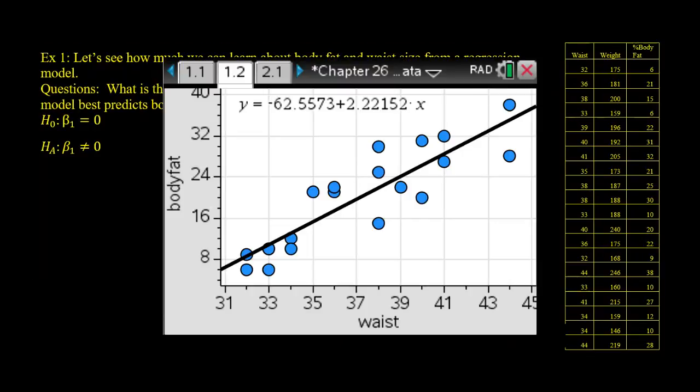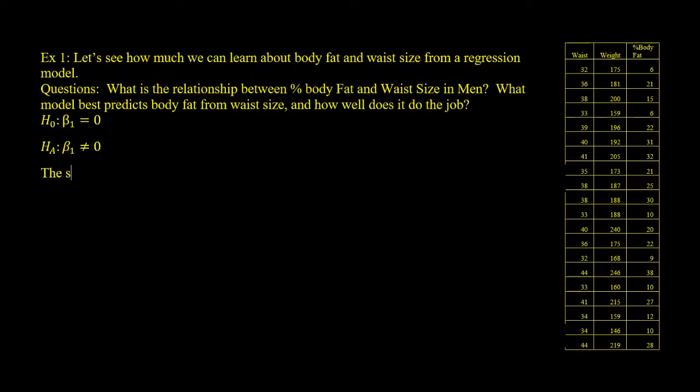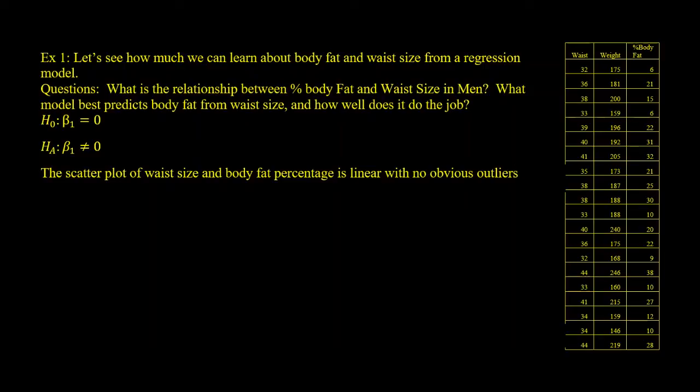First, we have to look at a scatter plot. So we plot waist against body fat, and it looks pretty linear, no outliers. The scatter plot of waist size and body fat percentage is linear with no obvious outliers. That means our first condition is met.